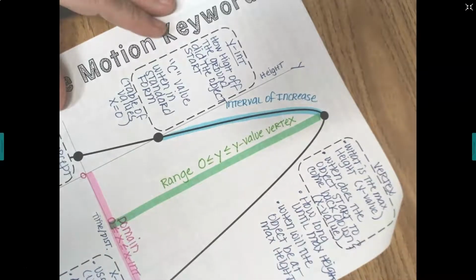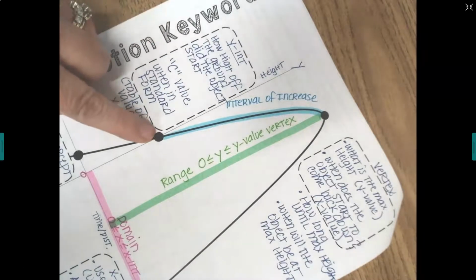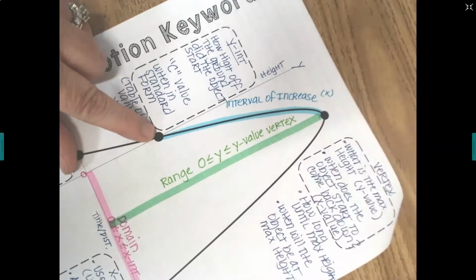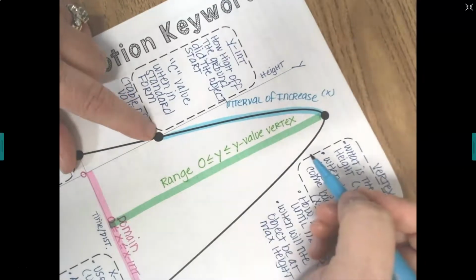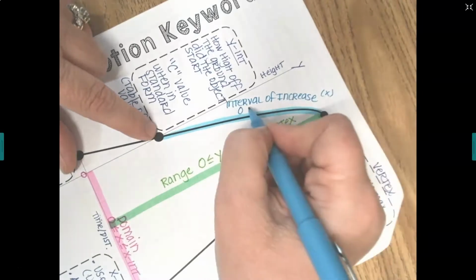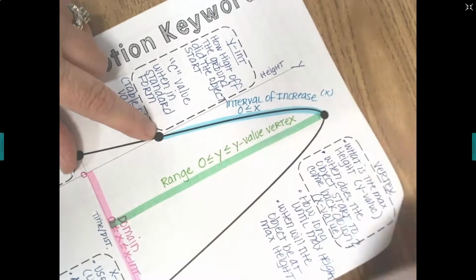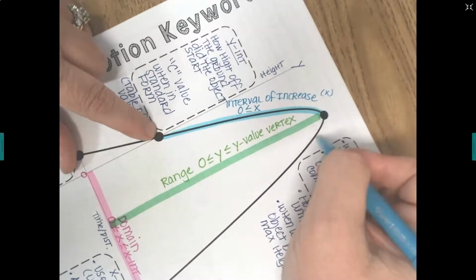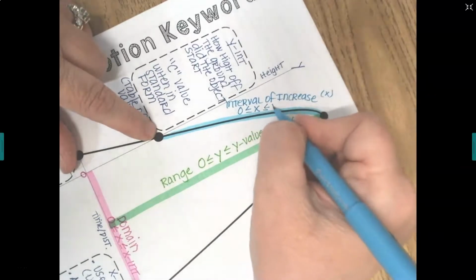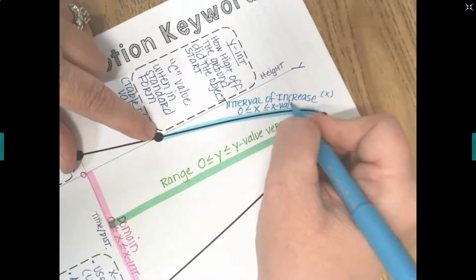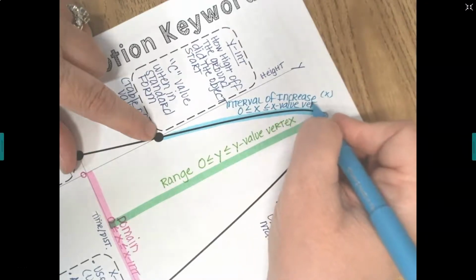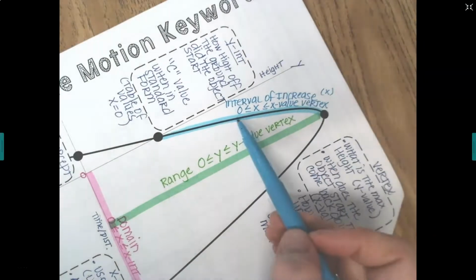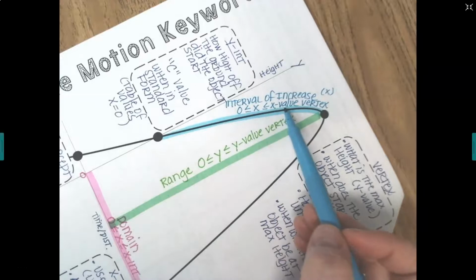When you're naming this interval of increase, it starts at this y-intercept, and we're always using x values for our intervals of increase and decrease. So the x value at the y-intercept is 0, 0 is less than or equal to x, because we're talking about x values, and we stop going up at the vertex. That's when it starts going down. So it's going to stop at the x value of the vertex. Our interval of increase will be from 0 to the x value of the vertex.